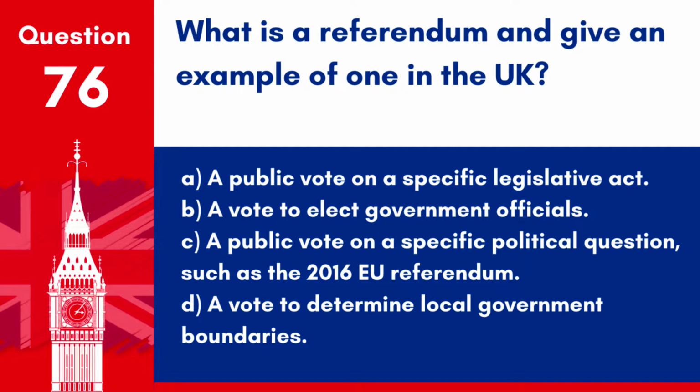Question 76. What is a referendum, and give an example of one in the UK? A. A public vote on a specific legislative act. B. A vote to elect government officials. C. A public vote on a specific political question, such as the 2016 EU referendum. D. A vote to determine local government boundaries.